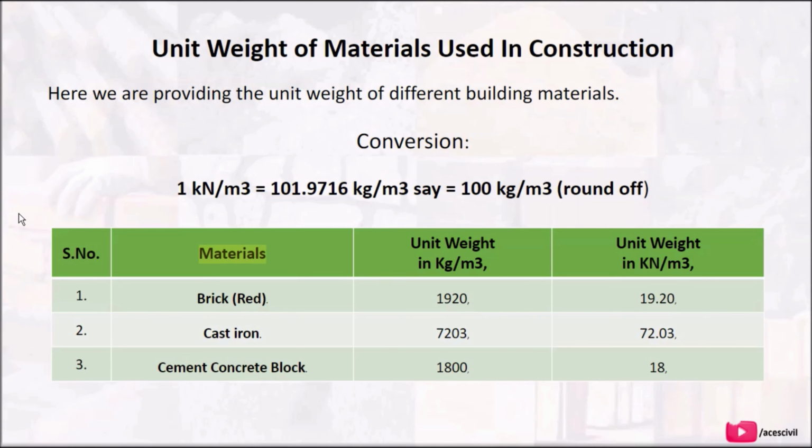S. No. Materials. Unit weight in kg/m³. Unit weight in kN/m³. 1. Brick, red. 1920. 19.20. 2. Cast iron. 7203. 72.03. 3. Cement concrete block. 1800. 18.